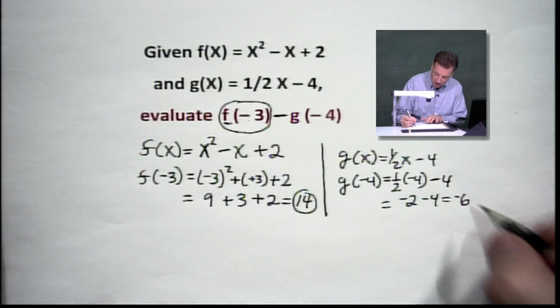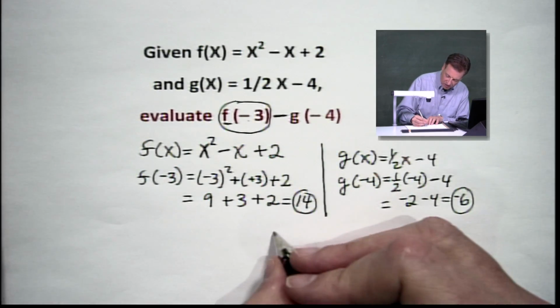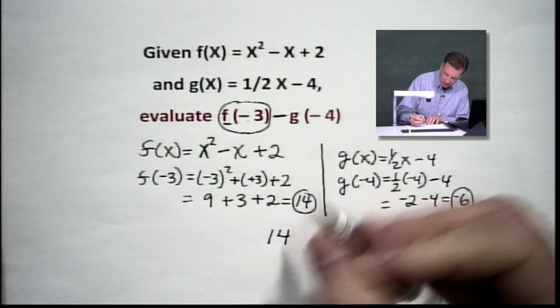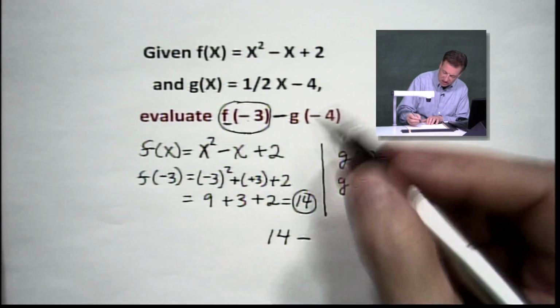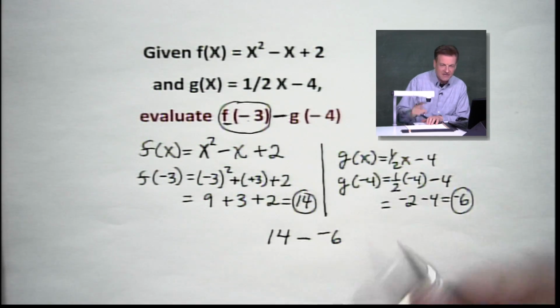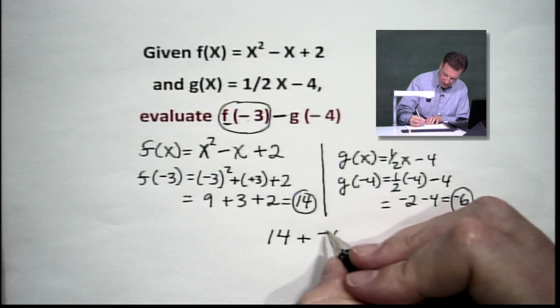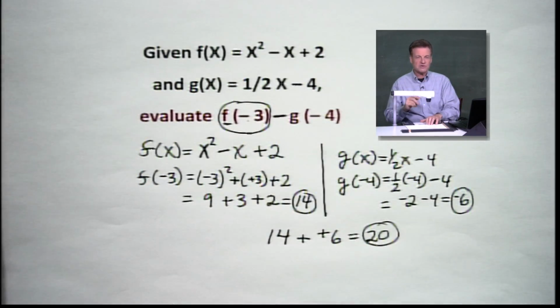Now, you say, Ernie, are we done? Of course not, because we've got to subtract those two values. So here we go one more time. 14, which is our f of -3, and we're going to subtract our g of -4, which is a -6. And let's do the add the opposite routine. Here we go. 20 is your value when you put both of those together.